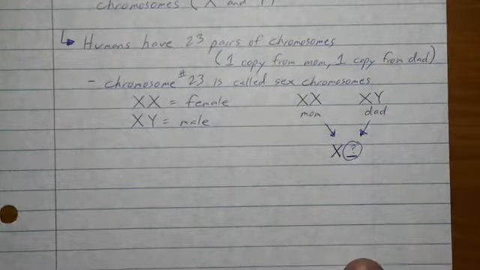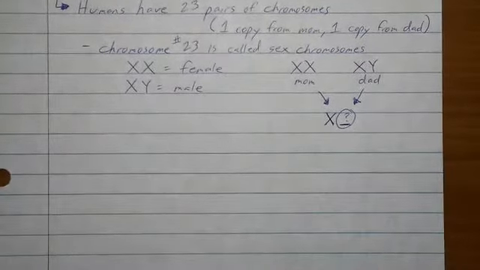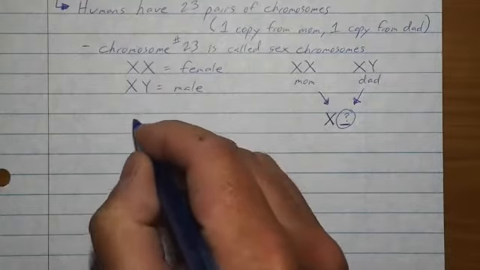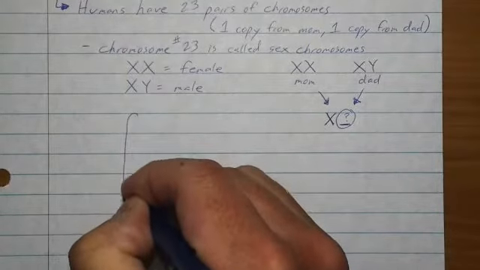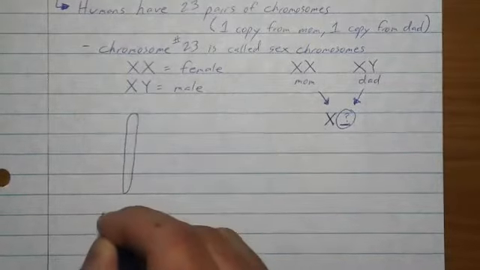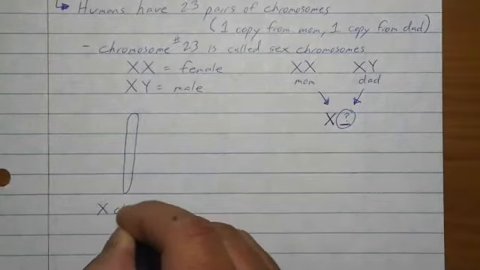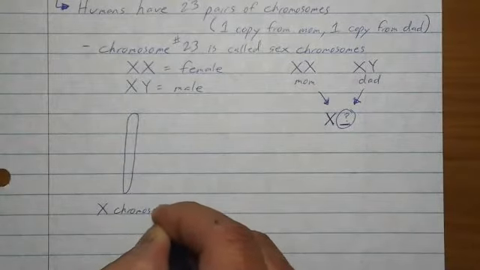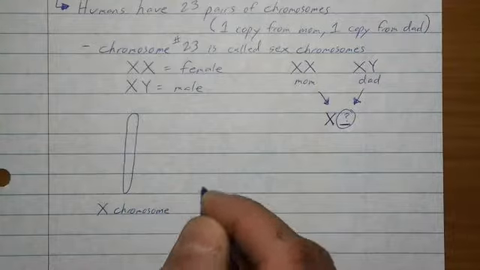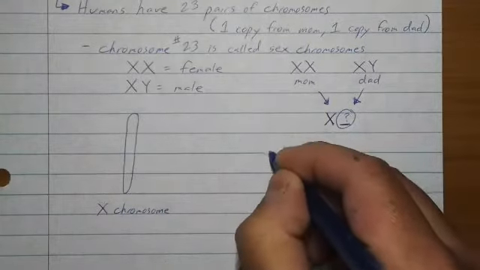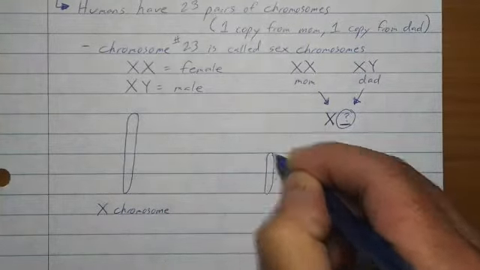All right, if you were to look at these X chromosomes and see them, and you can actually do that under a microscope, you'll see that the X chromosome, this is the X chromosome, would look something like that. And the Y chromosome looks something like that.